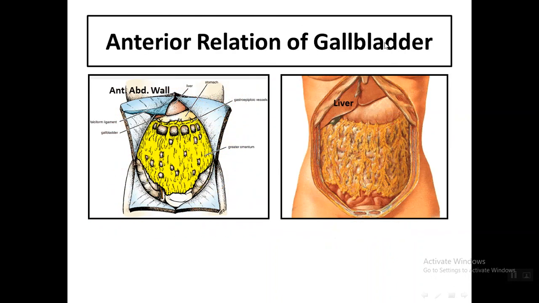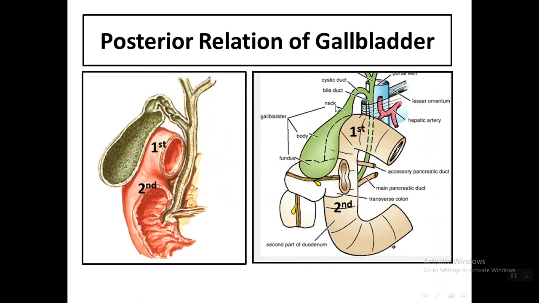The anterior relation of the gallbladder will be the liver and the anterior abdominal wall. So the fundus is related to the anterior abdominal wall and the body of the gallbladder is related to the visceral surface of the liver, while the posterior relation is related to the duodenum, the first and second part of the duodenum, and the transverse colon.